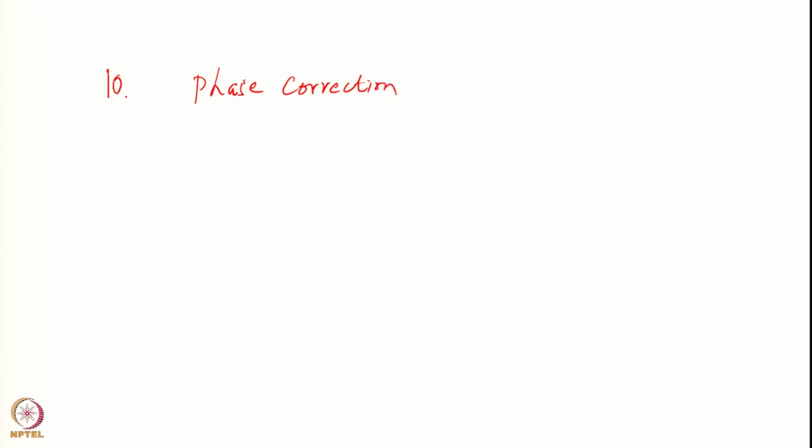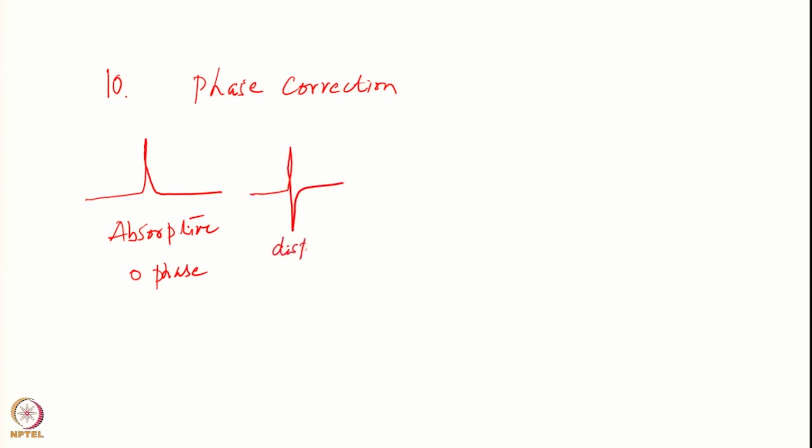Typically we know that NMR signals are of two types. One, we have a signal which is like this, and this we call an absorptive signal, or we may also call this a spectrum with a 0 phase. The other is the dispersive signal which goes like this, and this we may call 90-degree phase.